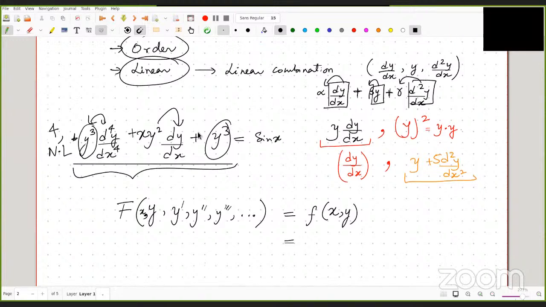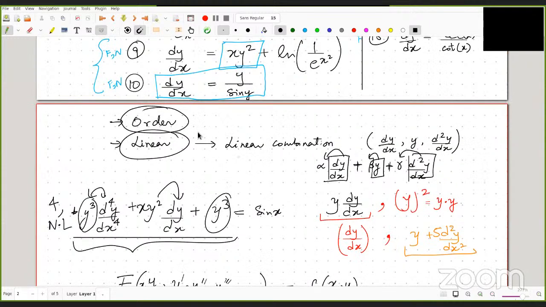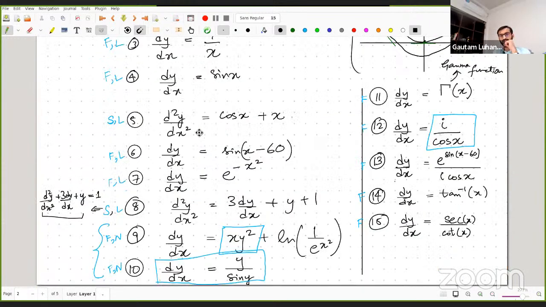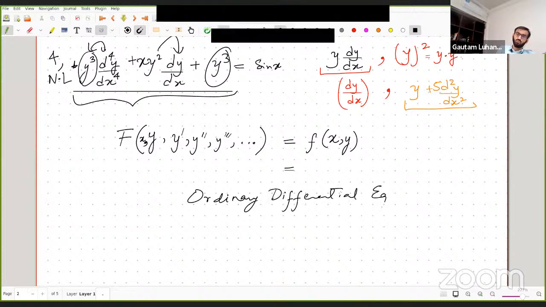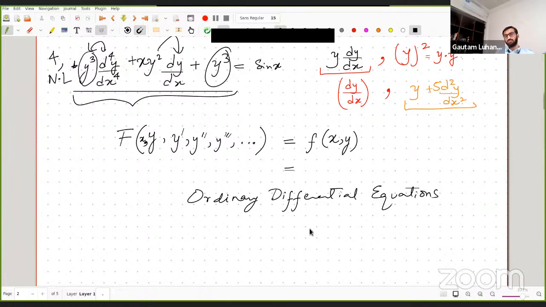No, sir. Okay. So we've just looked at a few examples, and these are all ordinary differential equations, what we've just seen right now. By ordinary differential equations, we mean that there is only one dependent variable. The dependent variable here is y. Okay? If you have multiple dependent variables that depend on x, then what you get is a partial differential equation.